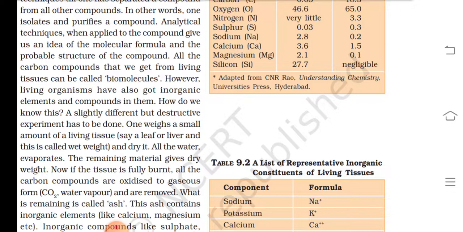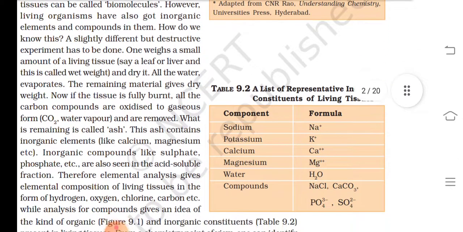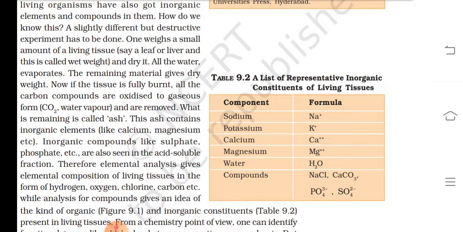However, living organisms have also got inorganic elements and compounds in them. How do we know this? A slightly different but destructive experiment has to be done. One weighs a small amount of living tissue, say a leaf or liver, and this is called wet weight, and dries it. All the water evaporates. The remaining material gives dry weight. Now, if the tissue is fully burnt, all the carbon compounds are oxidized to gaseous form, CO2, water vapor, and are removed. What is remaining is called ash.